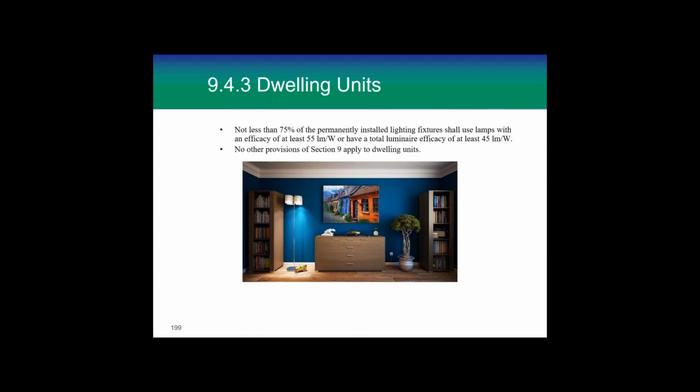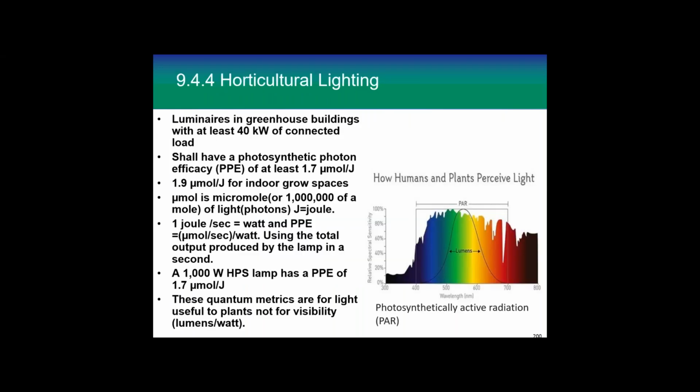Dwelling units. This is the first time we've reached into apartments for lighting. Not less than 75% of the permanently installed lighting fixtures shall use lamps with an efficacy of at least 55 lumens per watt, or have a total luminaire efficiency of at least 45 lumens per watt. No other provisions from Section 9 apply to dwelling units. So just efficient lighting.